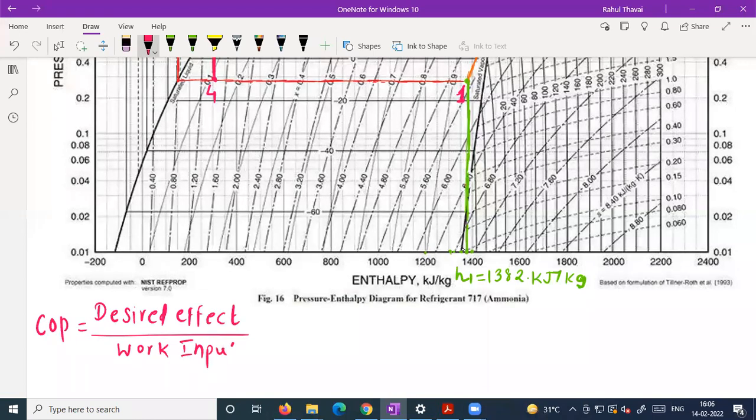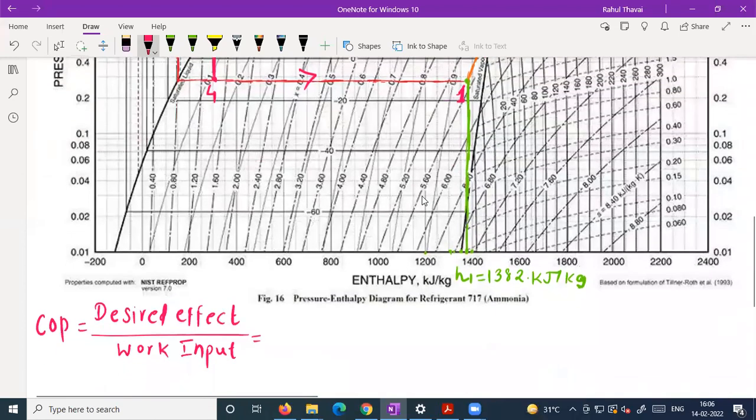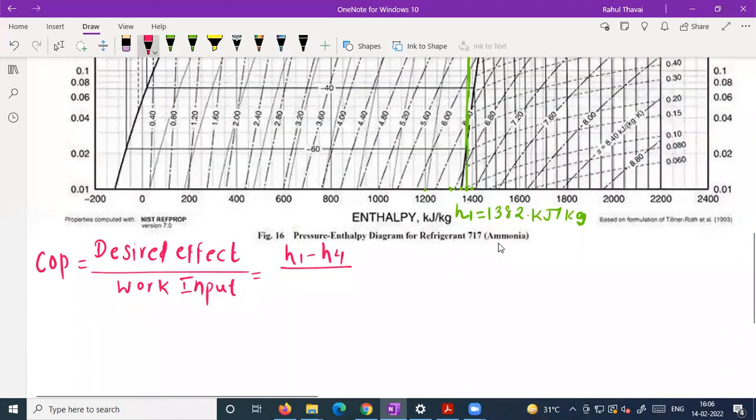Desired effect, we get it in the evaporator, okay? And in the evaporator, the process which occurs is 4 to 1. You can see the processes 1 to 2, 2 to 3, 3 to 4, and 4 to 1. So in the evaporator, the 4 to 1 process occurs, so that is nothing but H1 minus H4, divided by work input. Work input is consumed during process 1 to 2, so that is nothing but H2 minus H1, right?